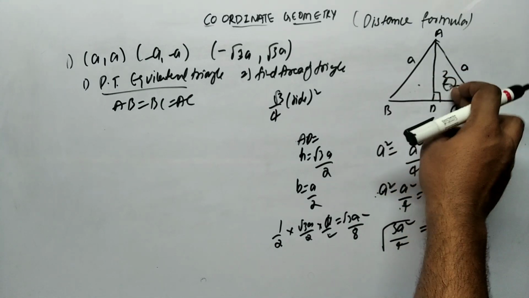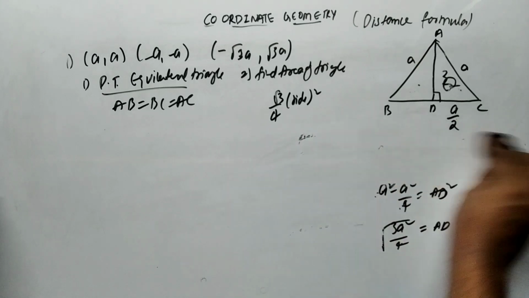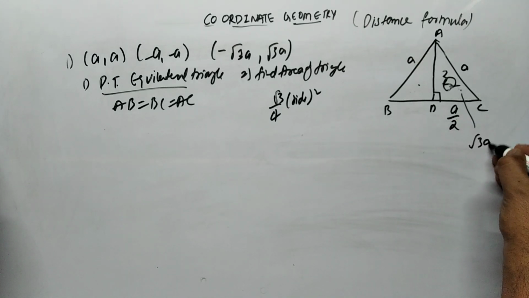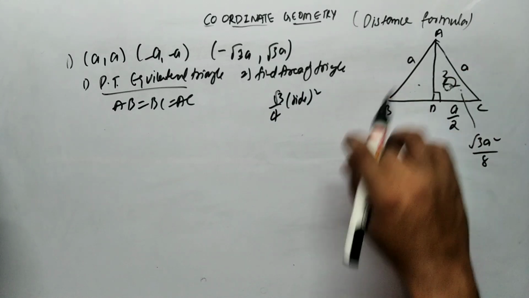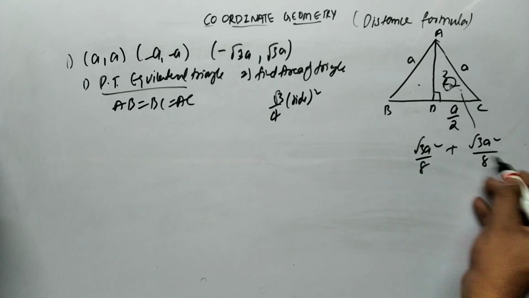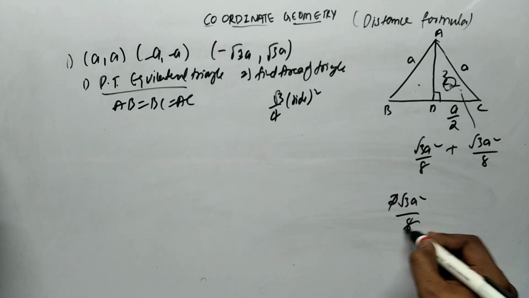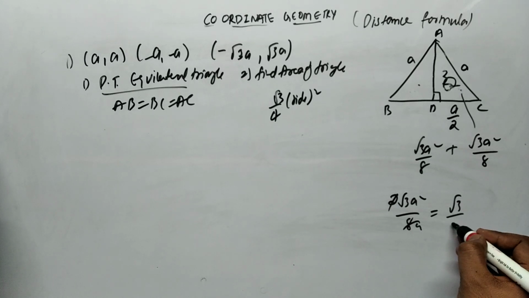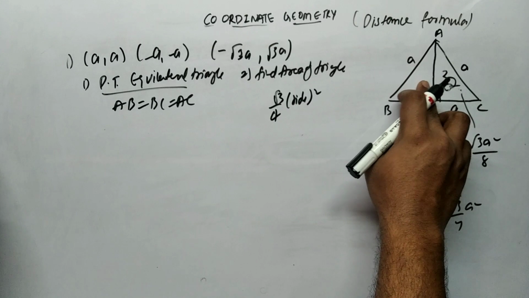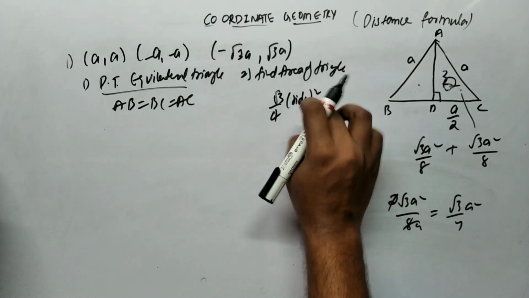We need to find the area of 2 triangles, so we will add this value 2 times. The area of this triangle is root 3 a square by 8, and we need to add the same root 3 a square by 8. If you add, we get 2 root 3 a square by 8. So 2 1s are 2, 2 4s are 8; the answer is root 3 a square by 4. So this is how we got the area of an equilateral triangle as root 3 by 4 a square. Here a is nothing but the side.